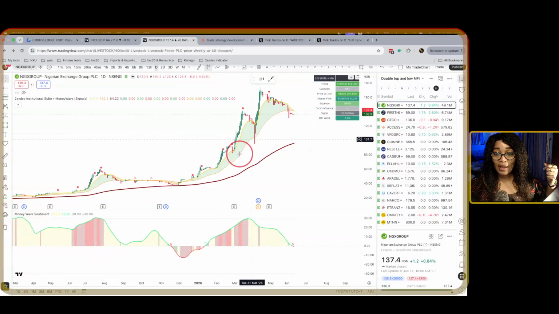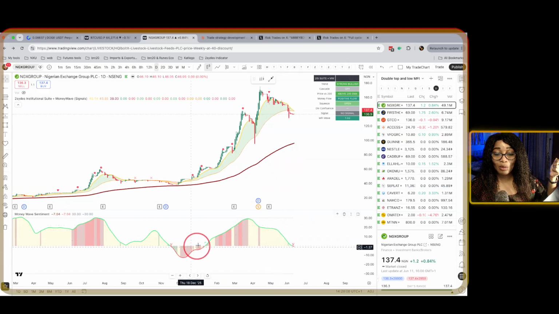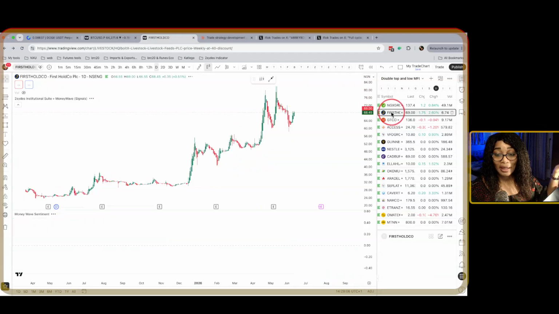So let's just go back here. It is possible that we might be in distribution at this point. It remains to be seen. I'm not predicting, but I'm concerned that the money wave is turning negative on the NGX Group. Okay, so let's move into the banking sector.